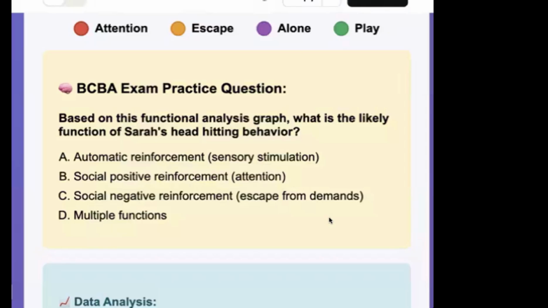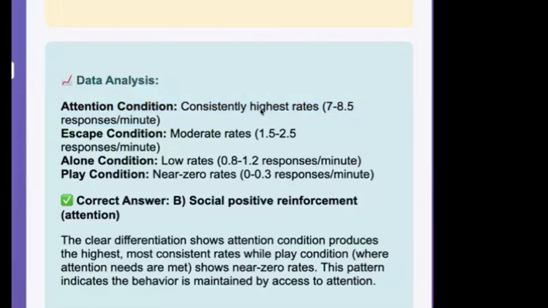Based on this functional graph, what is the likely function of Sarah's head hitting behavior? And we determined together that it is social positive reinforcement, or attention. So the answer is B. In our data analysis, when we are looking at the attention condition, it shows that it's consistently the higher rates, 7 to 8.5. There's a moderate rate under the escape condition and then low rates, near zero, in the other two. So here's the answer for you with the brief explanation. As you're looking back, you can review that.